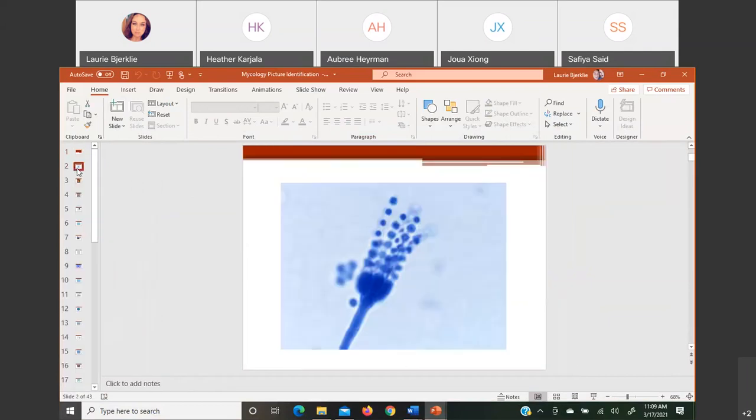We are going to go through it here. Let's see, what do you guys have? Yep, this one's fun. It's Penicillium. Looks like that wheatgrass or paintbrush look.